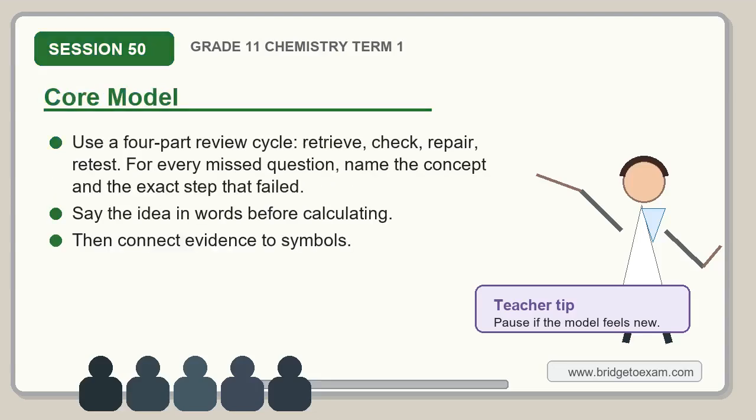The core model is this. Use a 4-part review cycle. Retrieve, check, repair, retest. For every missed question, name the concept and the exact step that failed. Do not rush to an answer. Build the model first, then let the model guide the calculation or explanation.